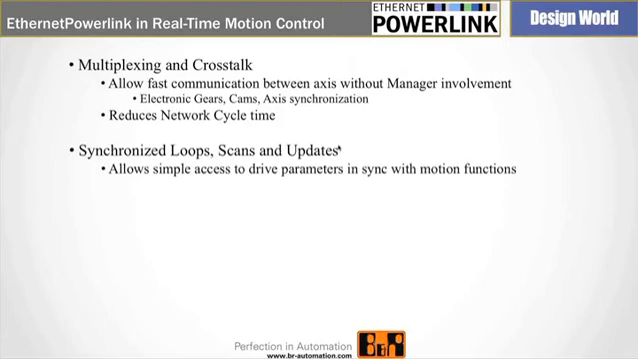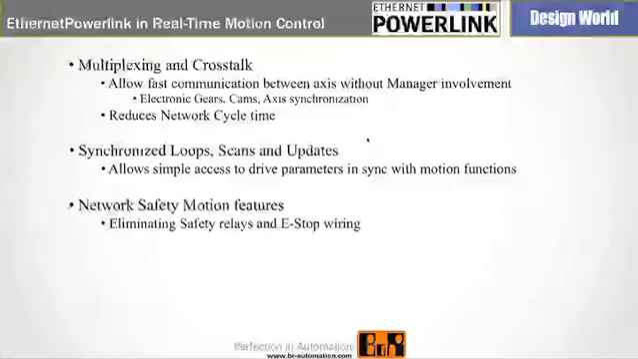Synchronizing loops and scans also allows us to sync the motion functions very accurately. And because we have a fixed scan, we don't have to measure the time like you saw on the EtherCAT system. We know exactly how long it's going to take data to travel around the system. So, because it's deterministic in that way, we know exactly what we have to do in the motion to allow for any delays in network traffic.